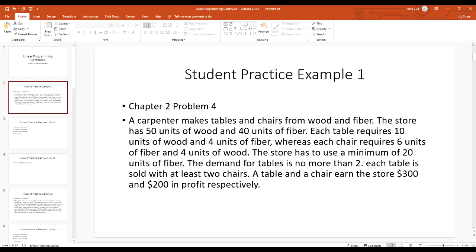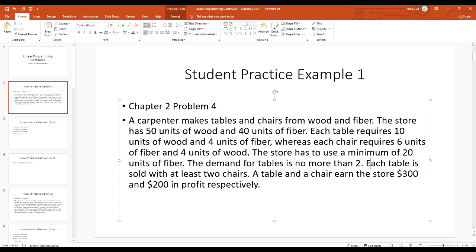The store has to use a minimum of 20 units of fiber. The demand for tables is no more than 2. Each table is sold with at least 2 chairs. A table and chair earn the store $300 and $200 in profit respectively. So this is our basic question.